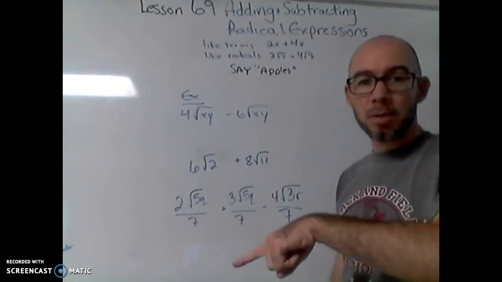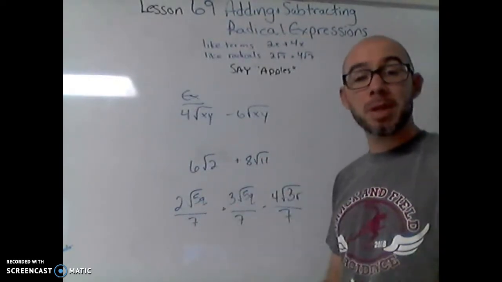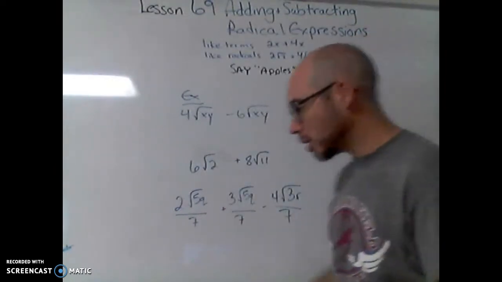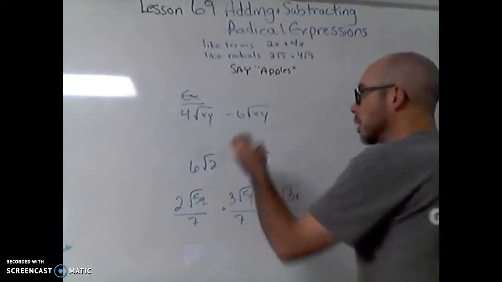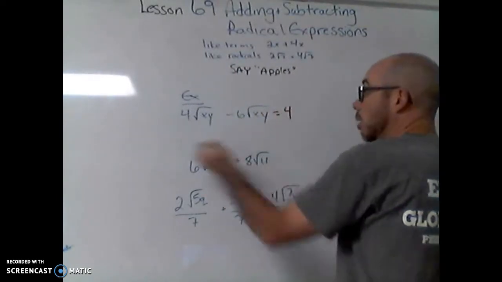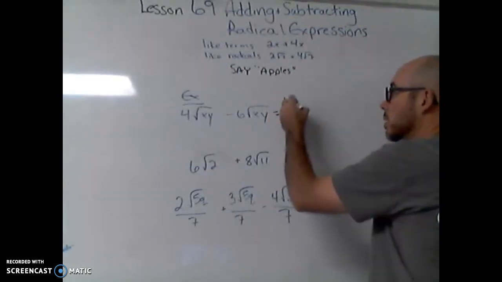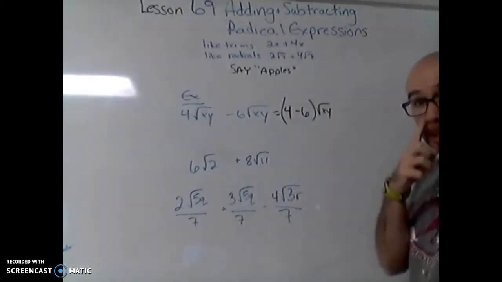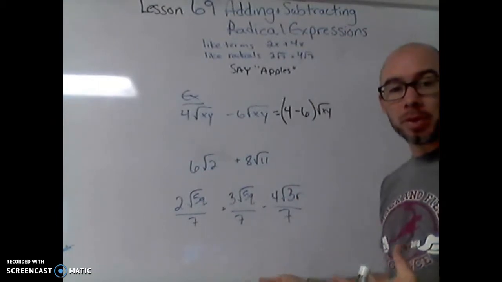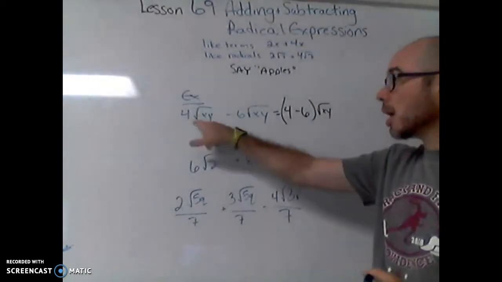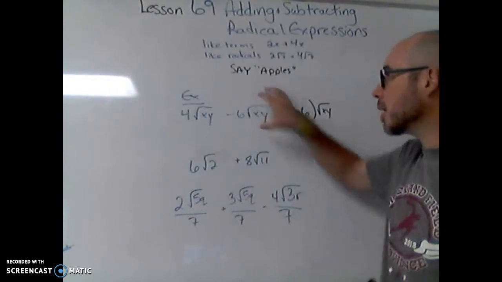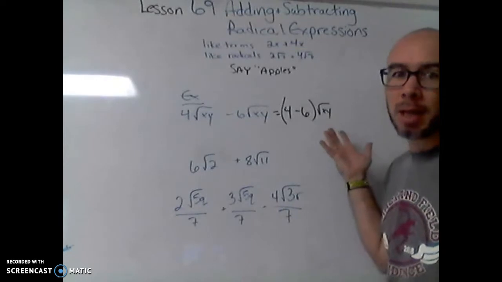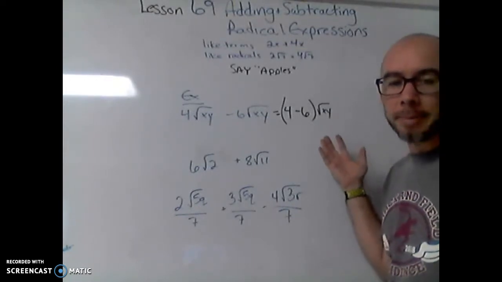That's when you can do that. You could add or subtract these things because they're like each other. I have 4 of these, I have 6 of these. If you would like to use the distributive property, you could put parentheses around this and say 4 minus 6 times that thing. It's a common factor in both of those expressions. 4 times this minus 6 times that is the same thing as 4 minus 6 times that. Okay, negative 2 square root xy.